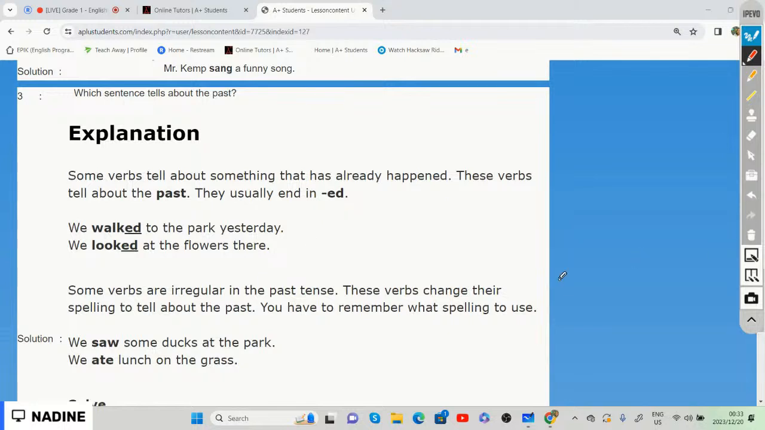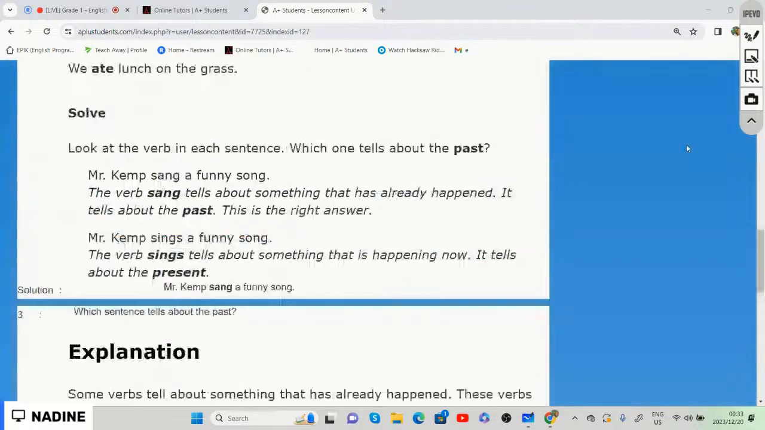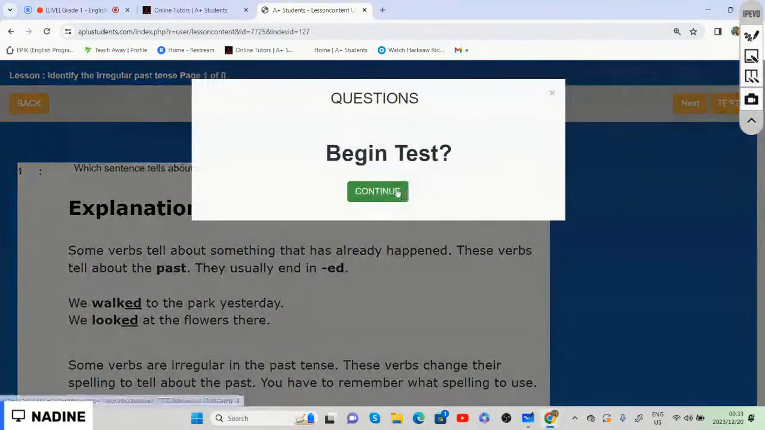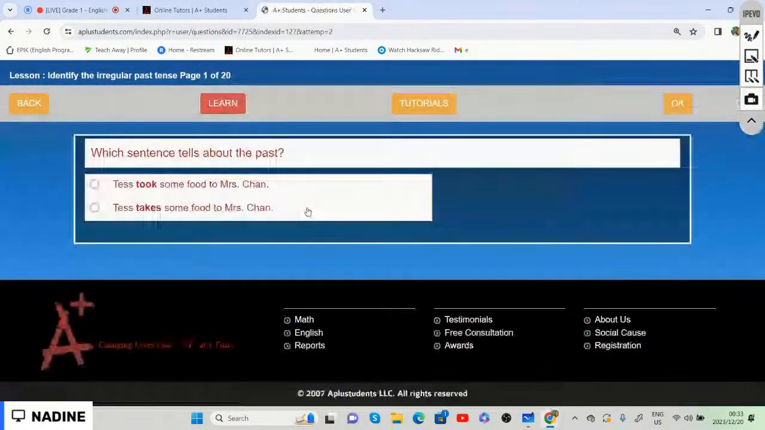All right, so now we're going on to our test, where we are going to identify the irregular past tense. If we look at the two sentences, we need to say which sentence tells us about the past. Do we say Tess took some food to Mrs. Chan, or Tess takes some food to Mrs. Chan? That shows the past tense, or it tells us about the past. Is it took or takes?